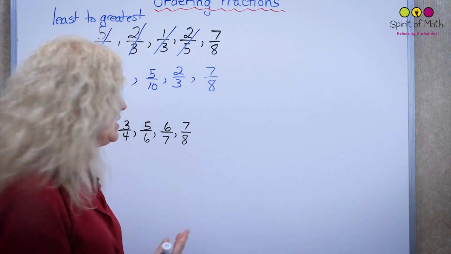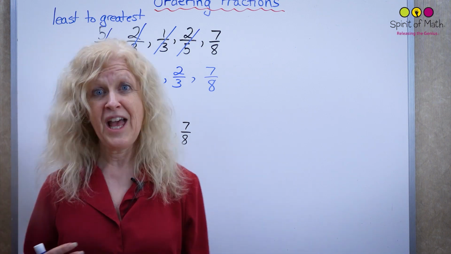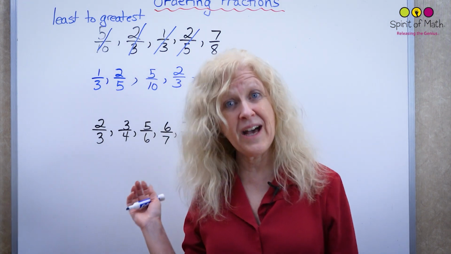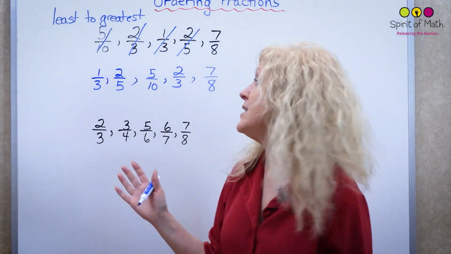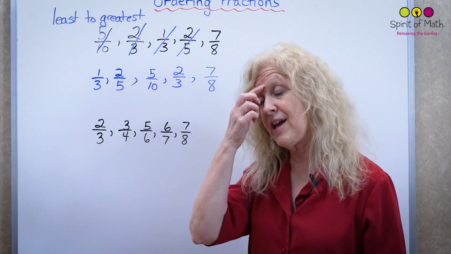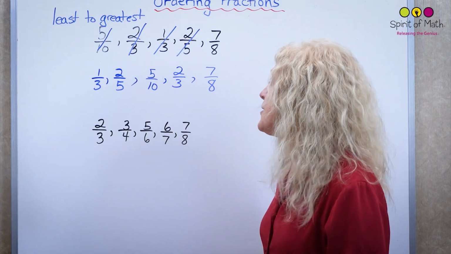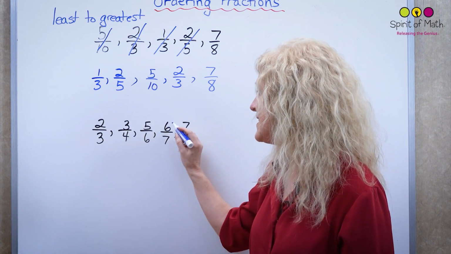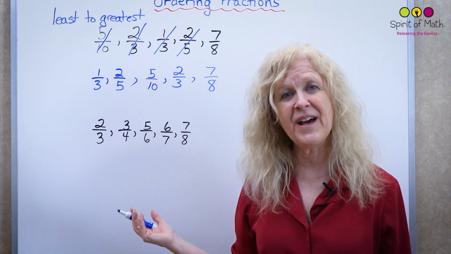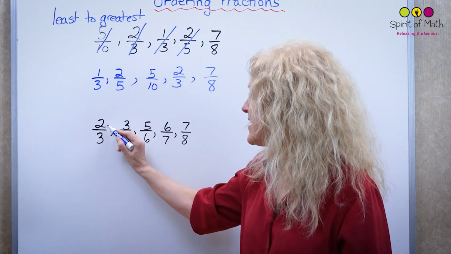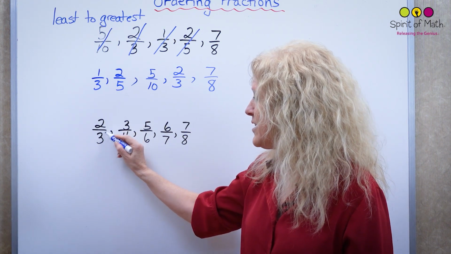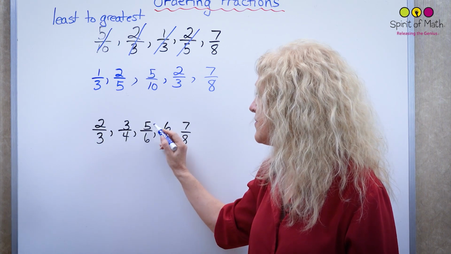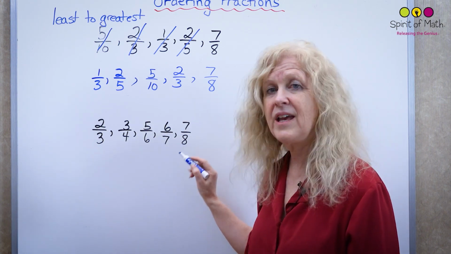Let's do another one from the least to the greatest. And this time, I think I gave you numbers in your sheets that give you a really neat pattern that I picked for you guys. All right, so let's look at these very quickly. Now, this pattern you see is 2/3, 3/4, 5/6, 6/7, and 7/8. Can you see the pattern here? It's always one less, the numerator is one less than the denominator.